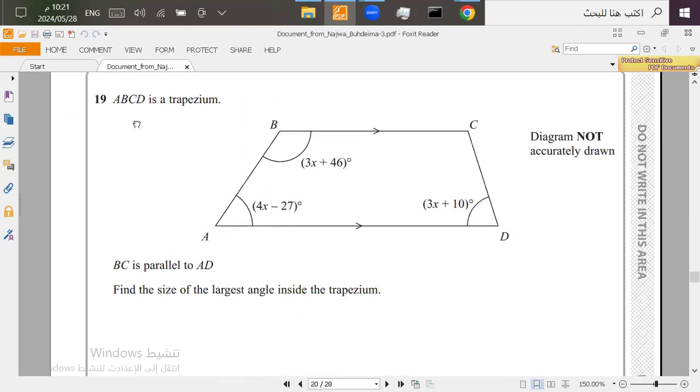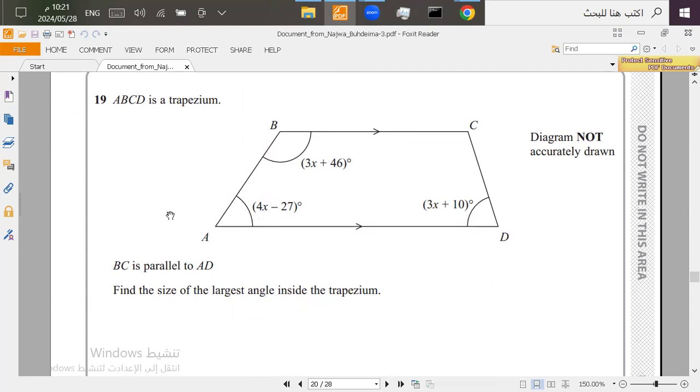Question 19. This is a trapezium. We have the angles shown, but they are in algebraic expressions. We don't have the numbers, but we know that they are algebraic expressions. Now, BC is parallel to AD. Find the size of the largest angle inside the trapezium. So it means we have to find the size of the largest one in the trapezium. Maybe this, maybe that, maybe this, maybe that.